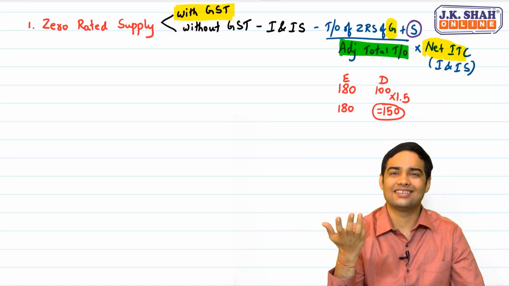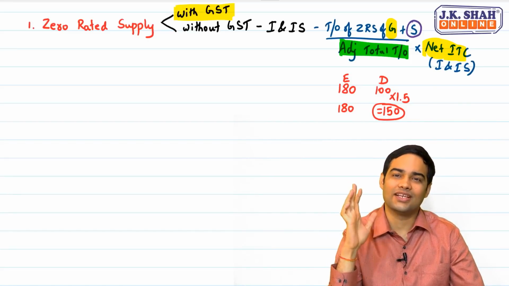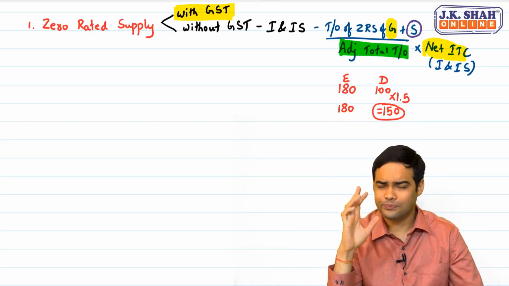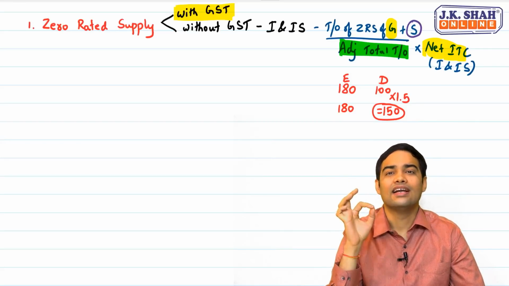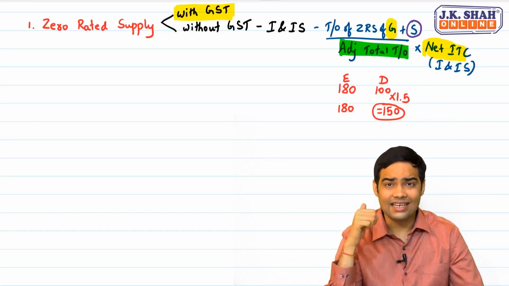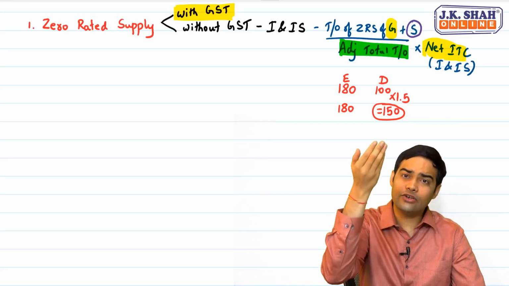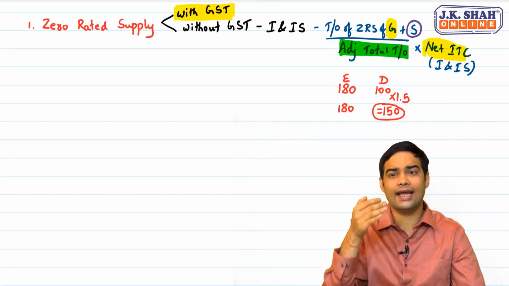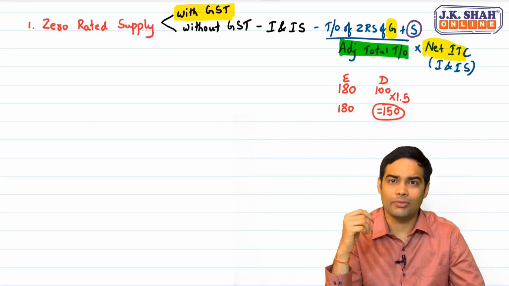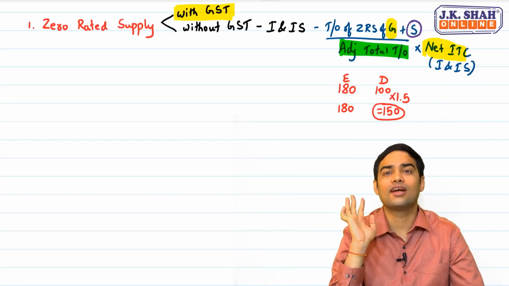The answer is no. And that's why government is very clear on this aspect that adjusted total turnover will be excluding exempted supplies. And remember, for services, that is turnover of zero rated supply of services, whatever you take in the numerator, the same thing will come in denominator.